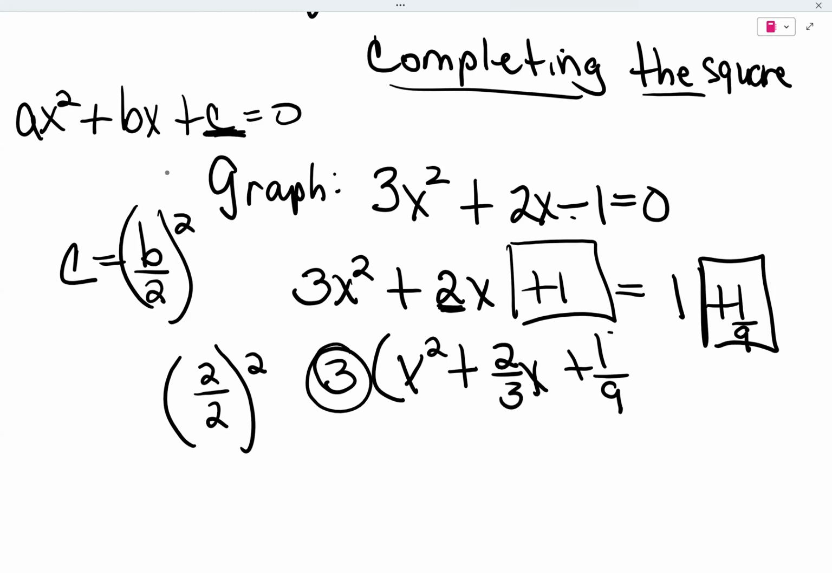If that is the case, then we get 3 parentheses x plus 1/3, this is squared, and this is equal to, or actually minus, we could say this is equal to 4/9 or 4/3. If we take the square root of it, it'll be 4/3. So we can talk about this a little bit more as we go through, but see how we now just wrote this in vertex form.